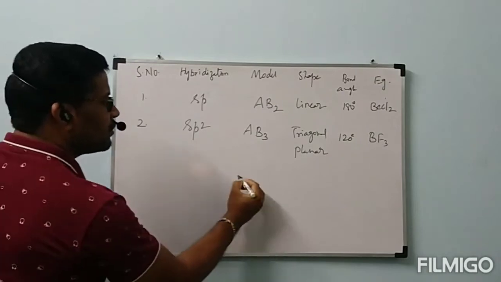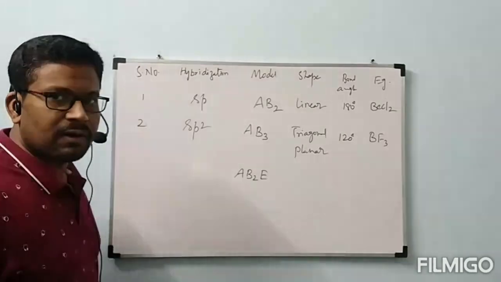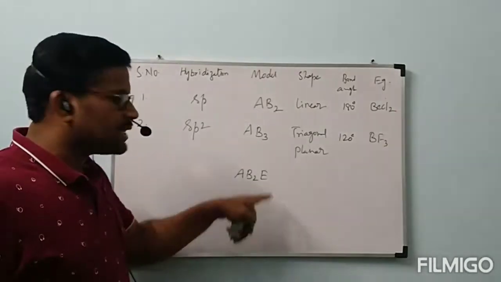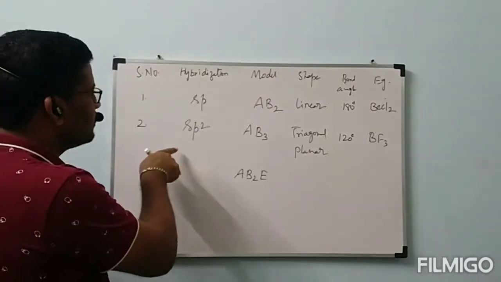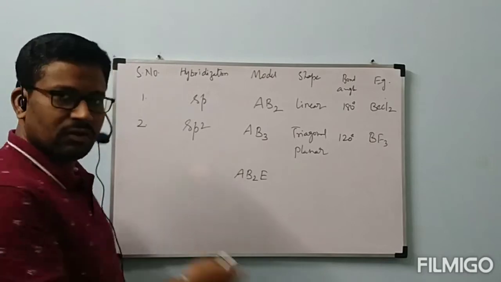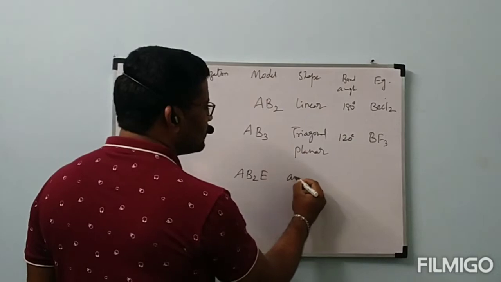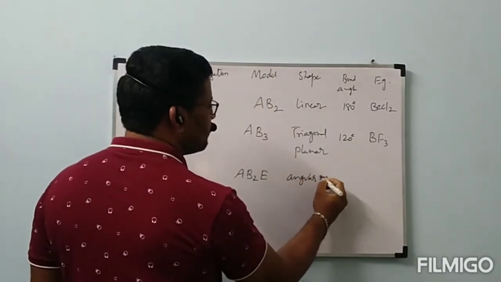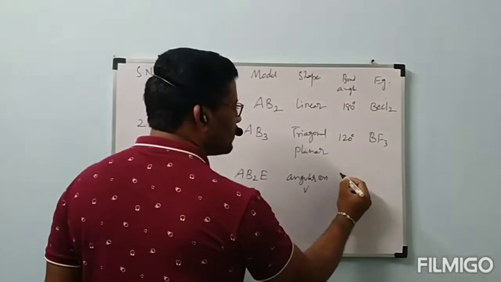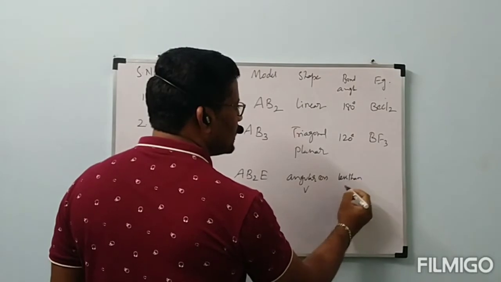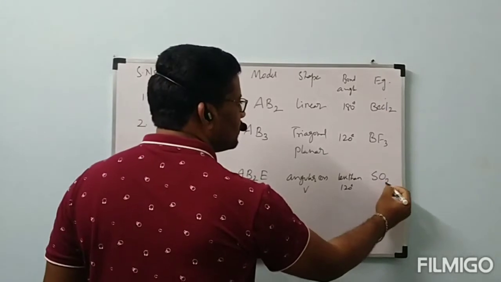Under sp2 only, the model AB2E. Now what about the lone pair? 2 bond pairs and 1 lone pair. That is the meaning. The H value is 3. For the example, see the shape: angular, or inverted V shape, or bent shape, with bond angle less than 120 degrees.